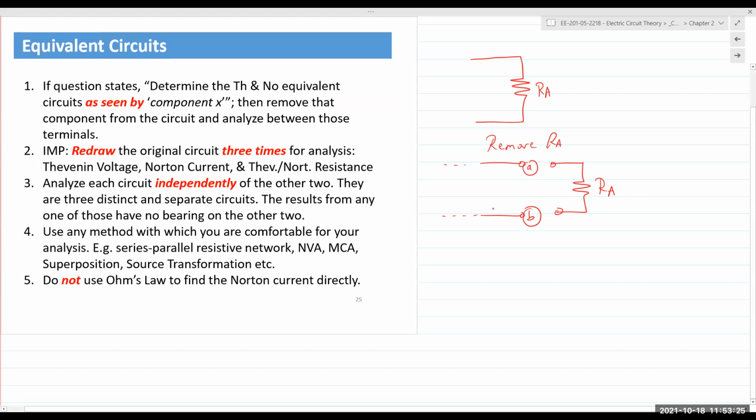Now, in your homework, in your textbook, in most of the problems, there already are open terminals. You don't have to do anything. You don't have to modify the circuit in any way. You simply begin analyzing the circuit as it is between those terminals. Okay, so that's the first thing.